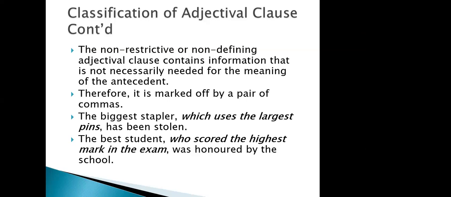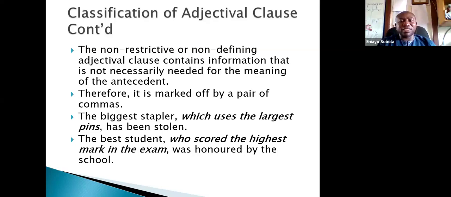Good afternoon, sir. Please, I just wanted to confirm: this non-restrictive adjective, in academic writing, is it acceptable? If no, is it acceptable in creative writing, sir? Thank you. I don't think it's needed.